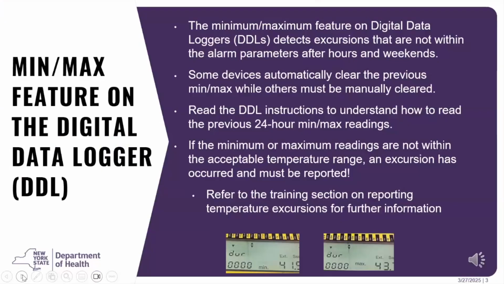Min-max temperature readings on digital data loggers can detect temperature excursions that occur after hours and on weekends. Some temperature monitoring devices will clear the min and max temperatures automatically after you check them, while others require a manual clearing process. Refer to the DDL product manual or consult the vendor for instructions that are specific to your device. Minimum and maximum values are actual temperatures measured in your vaccine storage unit. Therefore, they should read within acceptable temperature ranges.